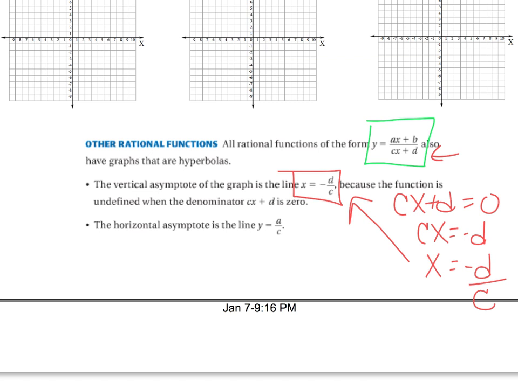The next one you kind of just have to memorize, and that is the horizontal asymptote. The horizontal asymptote comes from dividing the leading coefficients of your numerator and your denominator. So here's your a on the numerator, and c is your denominator, and you just take those numbers and divide them, and that is your horizontal asymptote. So let's see what this looks like when we do it in real life.